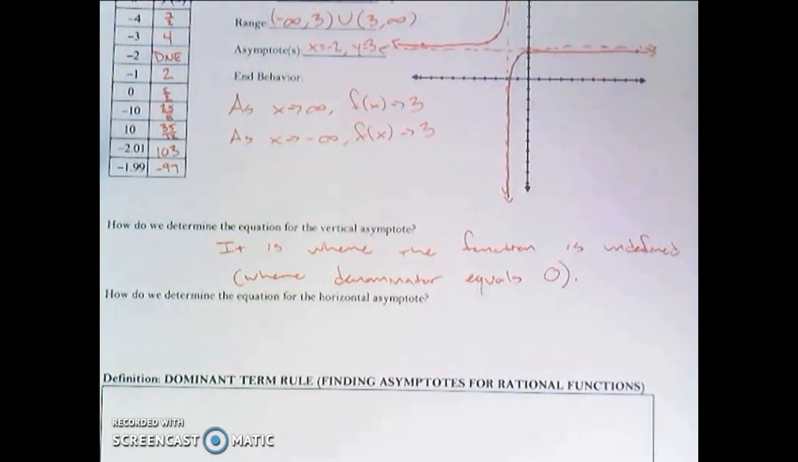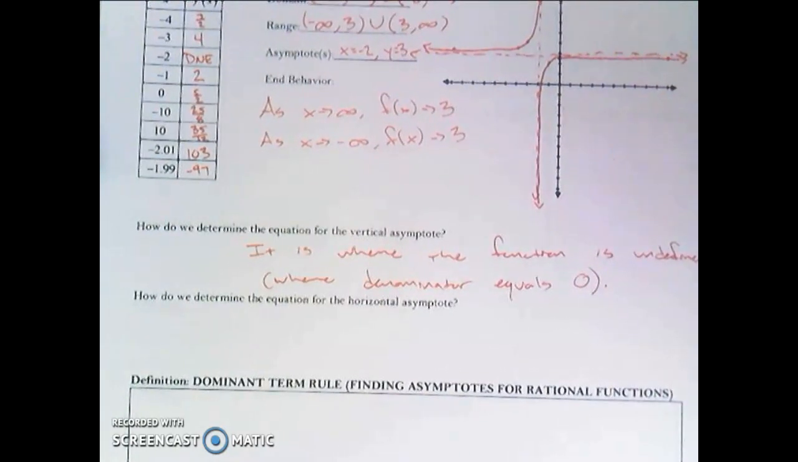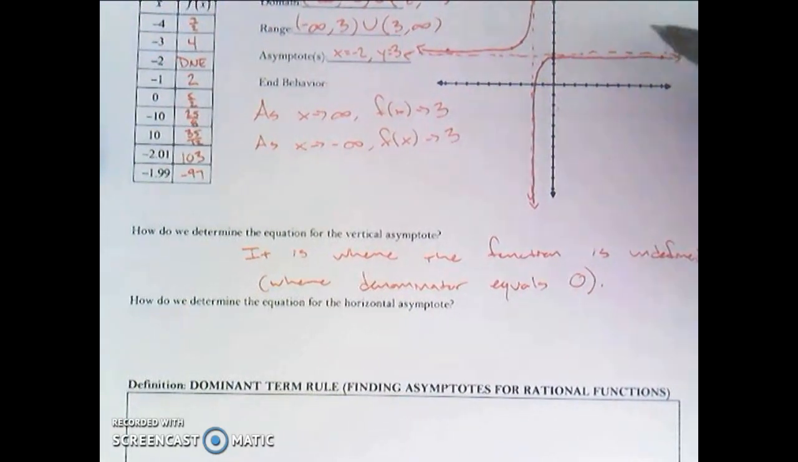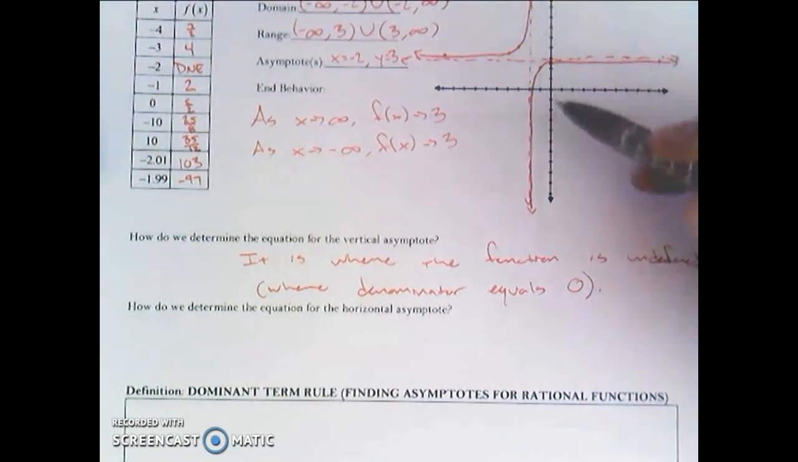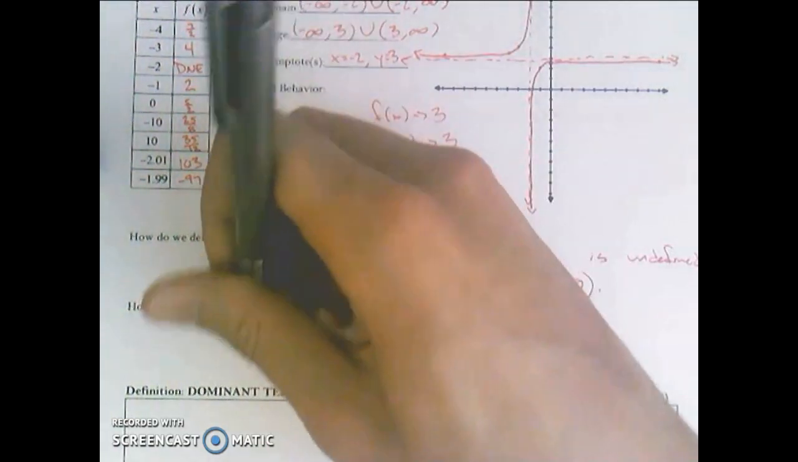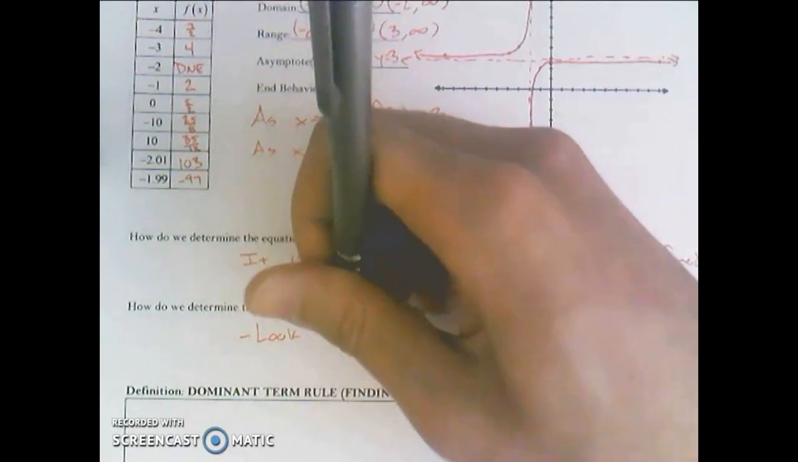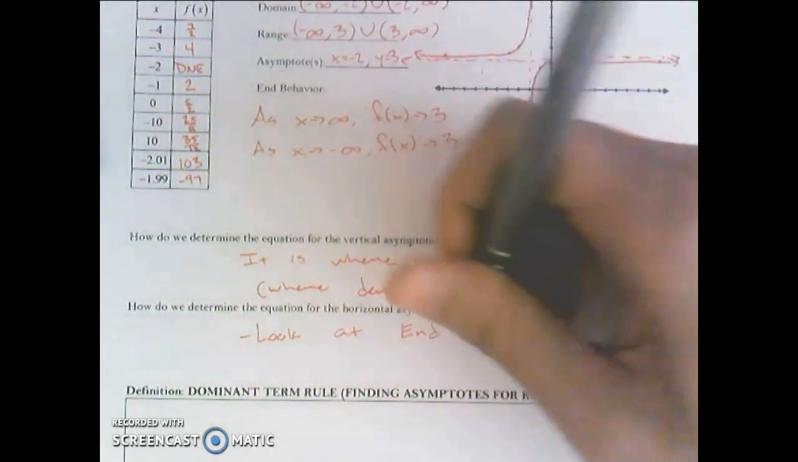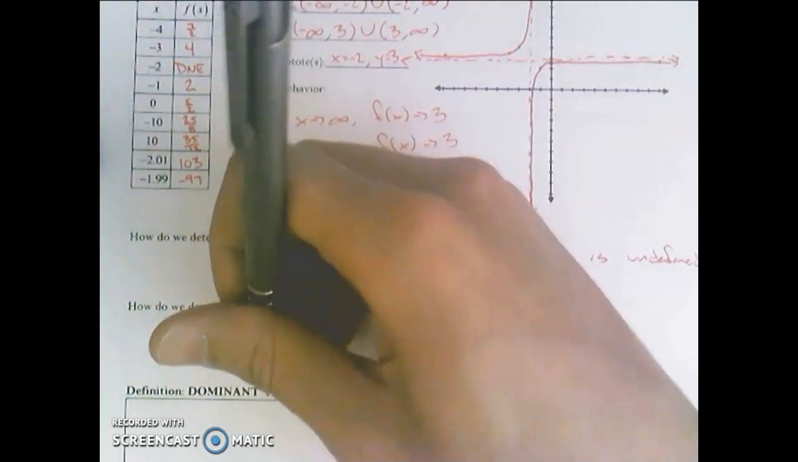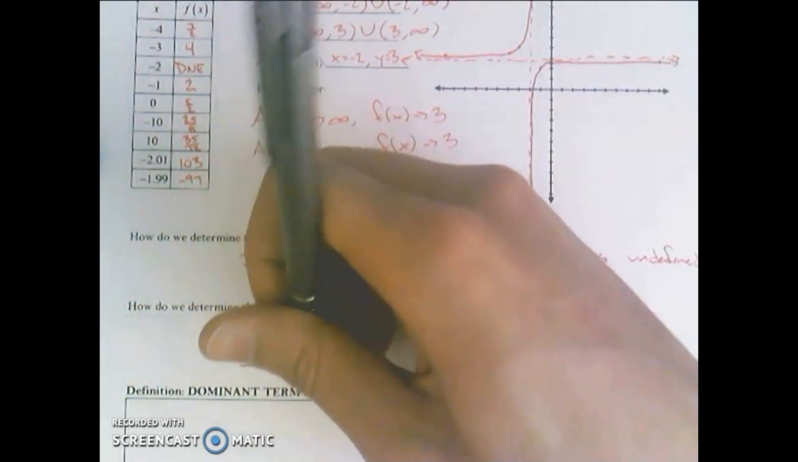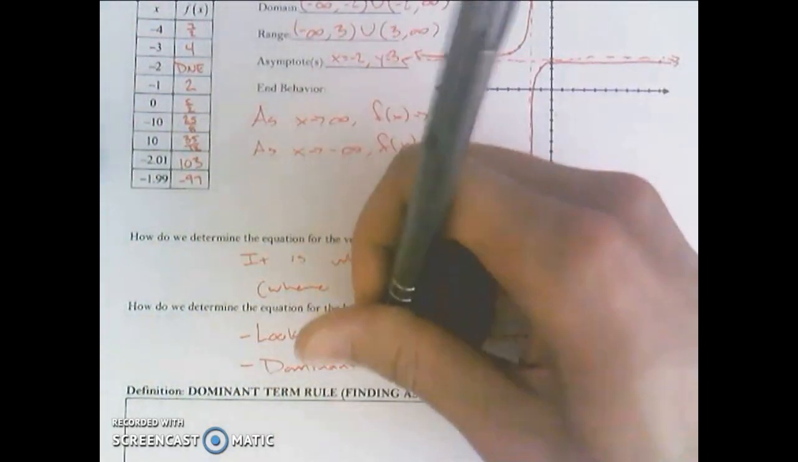How do we determine the horizontal asymptote? Well, the way that we've been determining it so far is we've been looking at the end behavior. So what does the function approach as x grows very, very large in both the positive and negative direction? So you can either look at the end behavior, or you can use the dominant term rule, which we will learn right now.